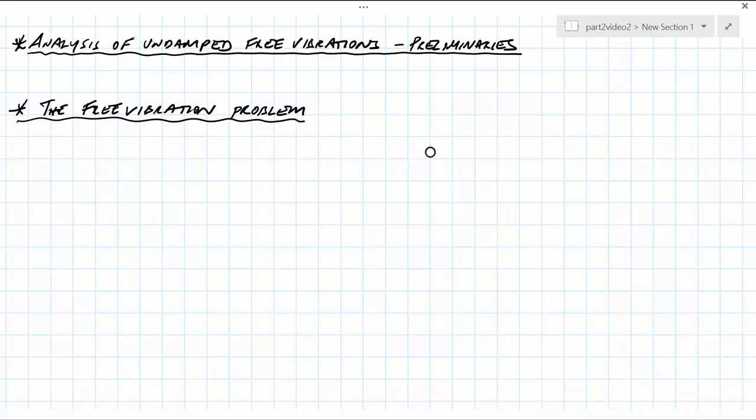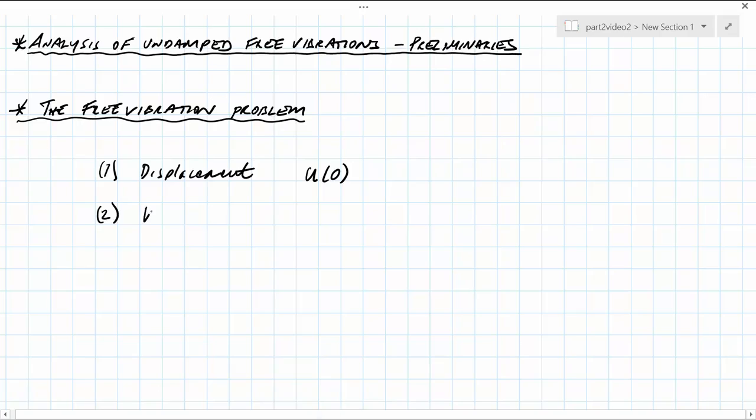The free vibration problem. The free vibration problem simply analyzes the response of a dynamic system without any externally applied loads. Instead, only two initial conditions are prescribed. Firstly, the initial displacement, which we will denote as u at time 0, and 2, the initial velocity, u dot of 0.